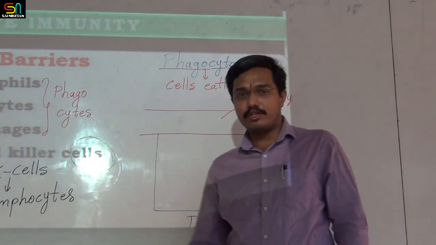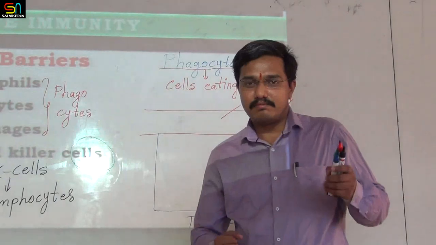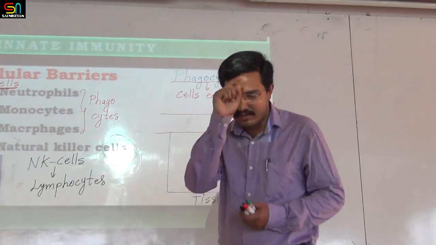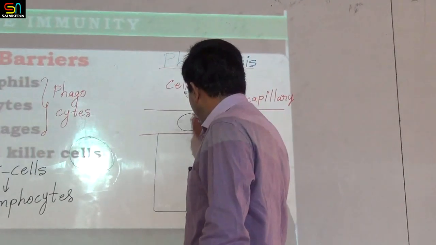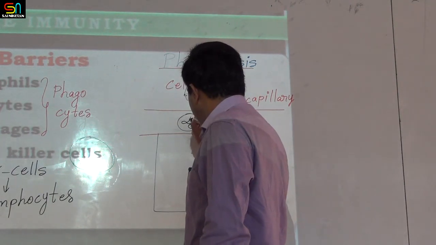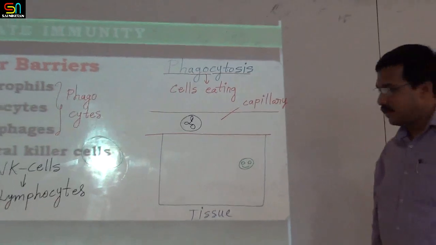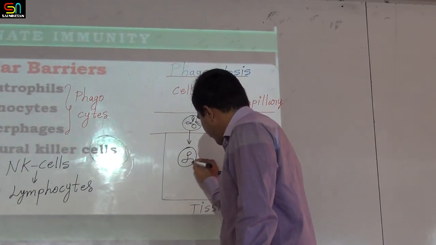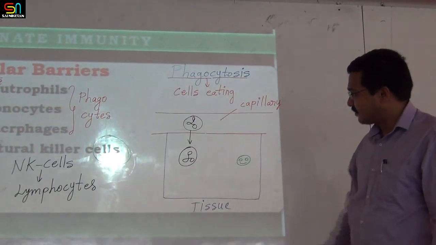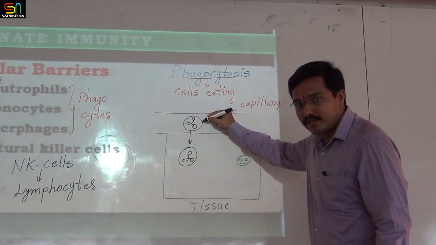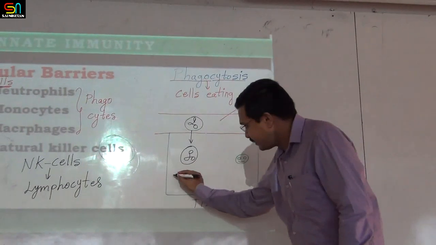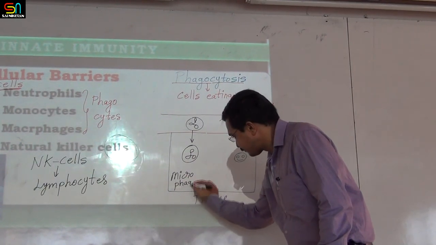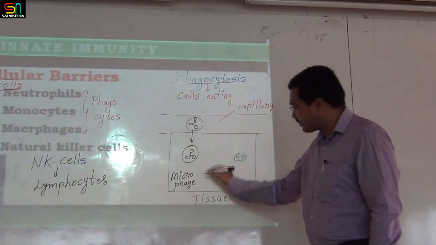Now, when the pathogen entered the tissue, the first cells run to that place. That is nothing but neutrophil. Neutrophil will come first. Think that in the blood, the neutrophil is coming here and it has a multilobed nucleus. Now this neutrophil enters the tissue. Now listen. When this neutrophil is present in the blood, it is called neutrophil. When it has entered the tissue, now it is called microphage. Microphage means the neutrophil in the tissue.